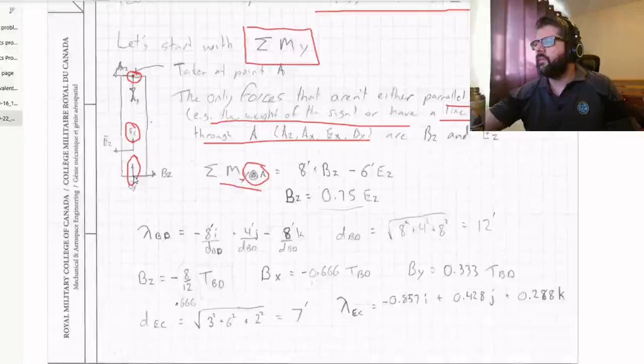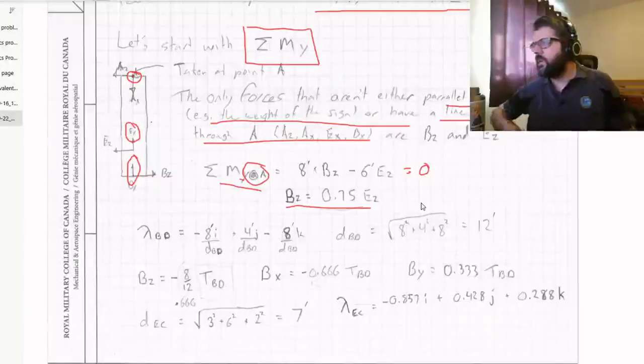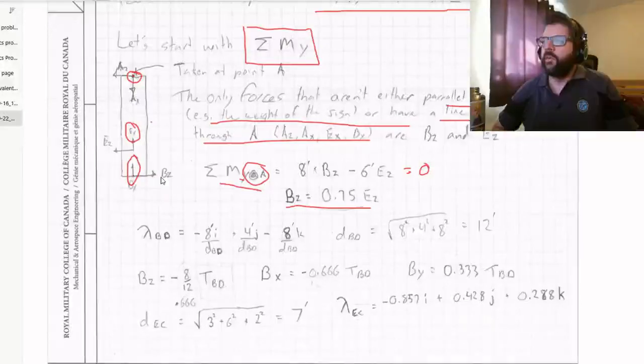Essentially, when we add them together, I guess I should have added the equals 0, but that's relatively easy to solve for. So we got BZ times the 8 feet between here and here, minus the EZ times the 6 feet from here to here. That allows us to solve for BZ. So now we've got the Z components of the tensions in terms of one another.